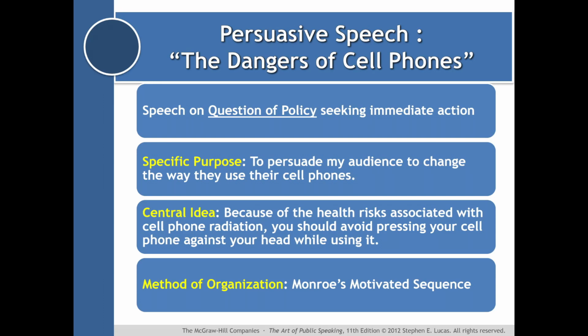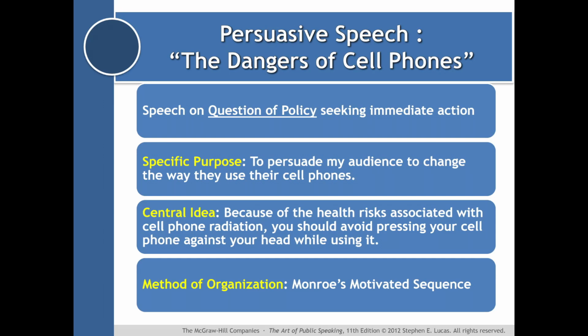The central idea here is that because of health risks associated with cell phone radiation, you should avoid pressing your cell phone against your head while you're using it. So that is the central idea. The topic is the dangers of cell phones, so the whole speech should be centralized on the idea of the dangers. And then the method of organization should be Monroe's motivated sequence. There is a video in here that I will provide later for you to see, but so far that is all for me.